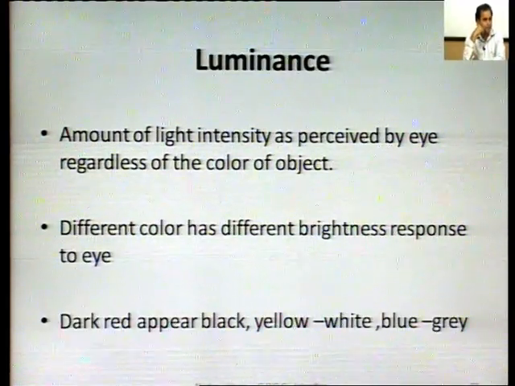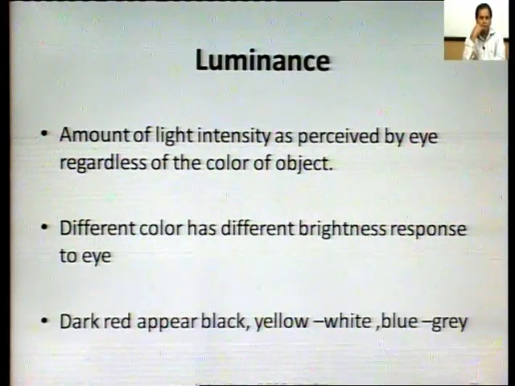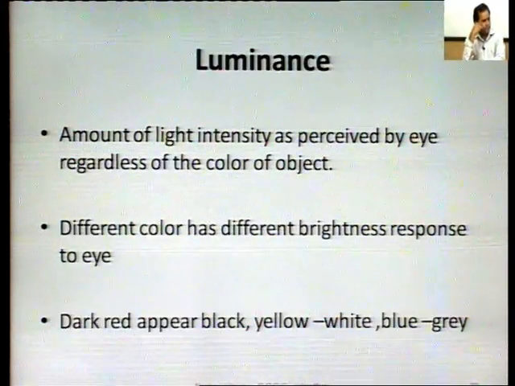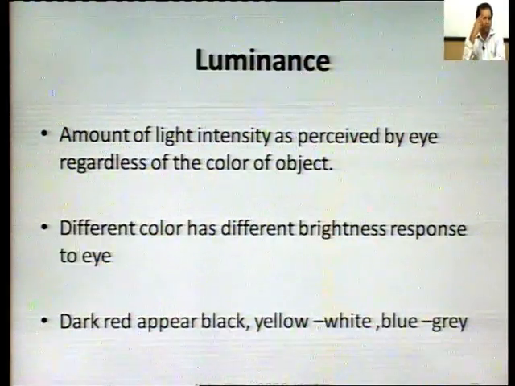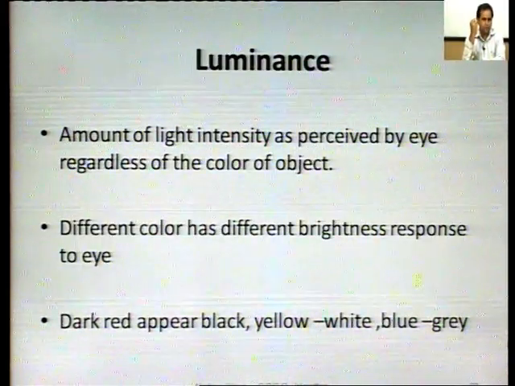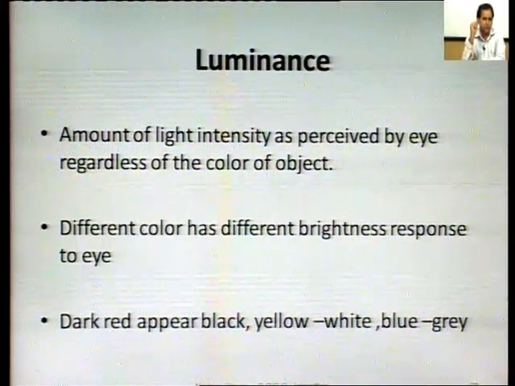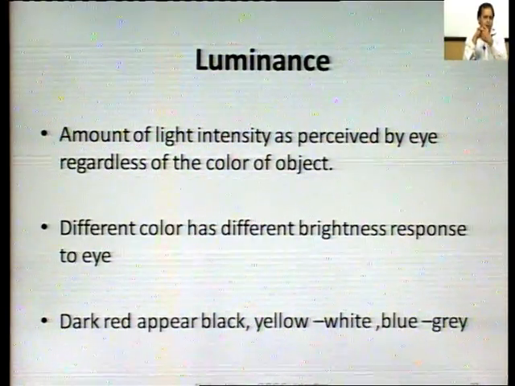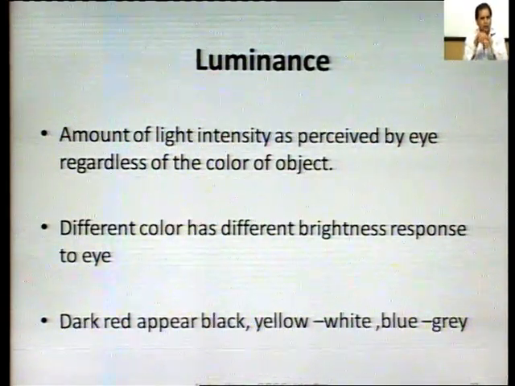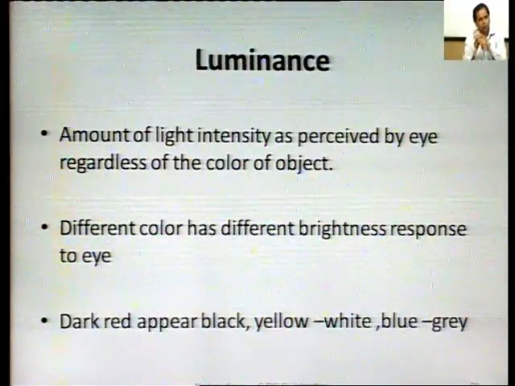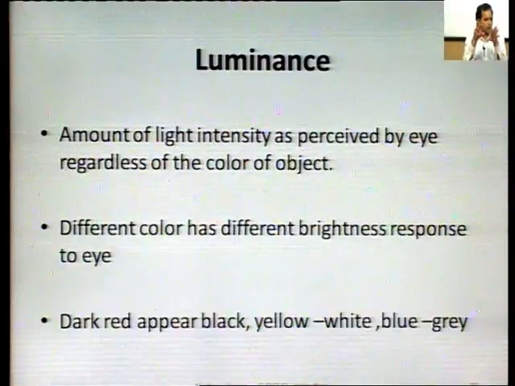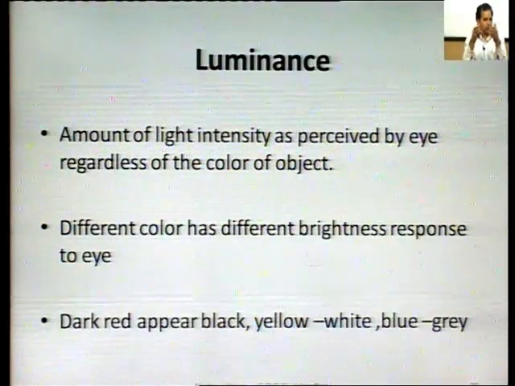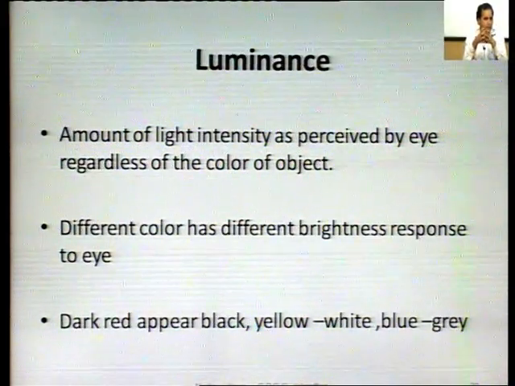Different colors have different brightness responses to the eye. We all know that different colors have different brightness levels. Some colors are very bright, very shining, some colors are dull. So, that is the brightness level of that particular color. Dark red appears black, yellow appears white and blue appears gray. So, this is the actual equivalence of brightness and luminance.